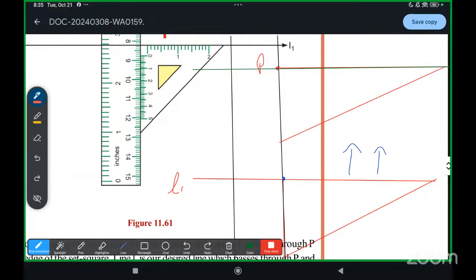Yes, Abraham. Now you can see that when we slide the set square up, its edge connects with point P. This blue edge that I've made here will connect with this point P above. That time you have to draw a line.